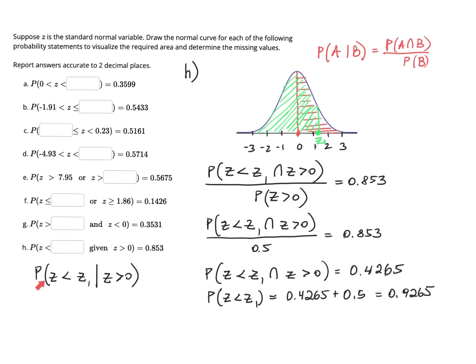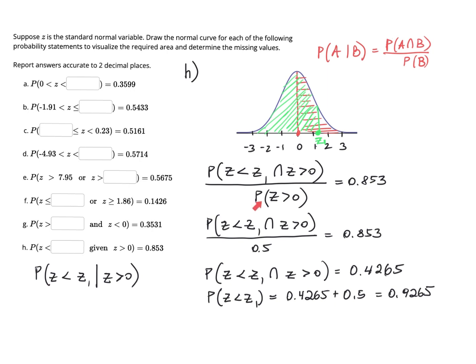So probability of z less than z sub 1 given z is greater than 0, according to this formula, should look like this. Probability of z being less than z sub 1 and z is greater than 0, I use the intersection symbol, upside down letter U, over probability of the condition, in this case, probability of z is greater than 0. Of course, it's still equal to the given number of 0.853.